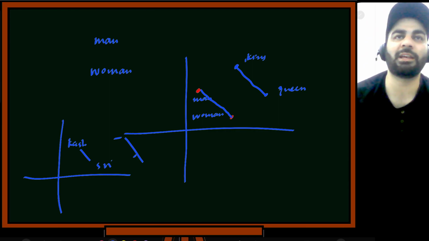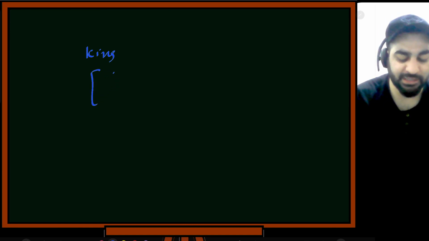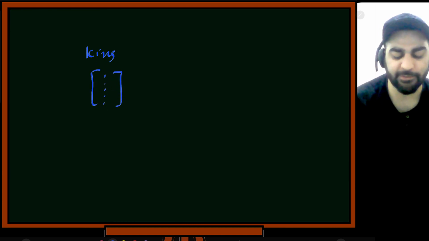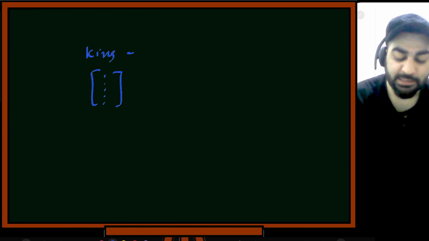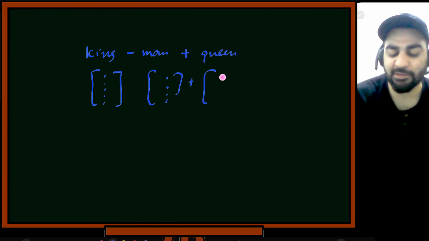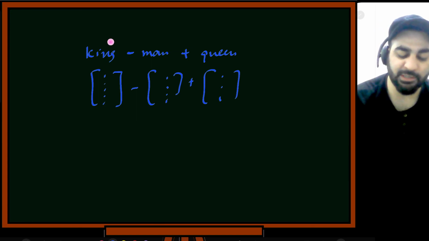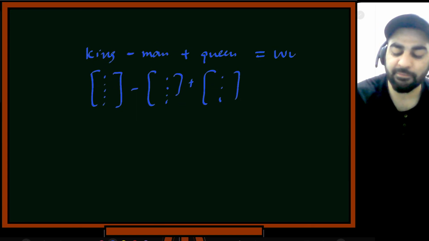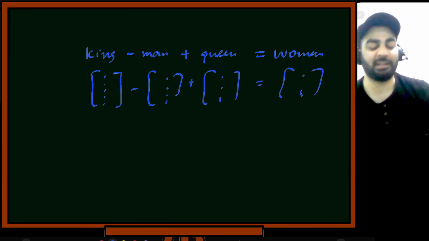And one more thing that was astonishing when I saw it first: if you have king, you will have some embedding, some vector representation, some numbers over here. Then if you subtract man from it, man will have some vector representation, and then if you add queen to it, queen will have some vector representation. It will give you woman. Isn't it beautiful? You see how it's capturing the relations.